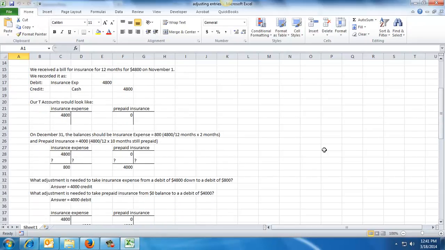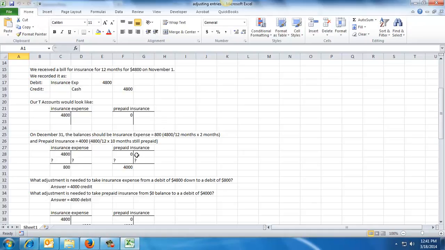At the end of the year now, 2 months worth of insurance has expired. So what that means is our insurance expense should be 2 months worth of insurance from what we paid. A month's worth of insurance is calculated to be $400 times 2 months for November and December equals $800. What that tells us is that even though right now our insurance expense is $4,800, it should be $800.